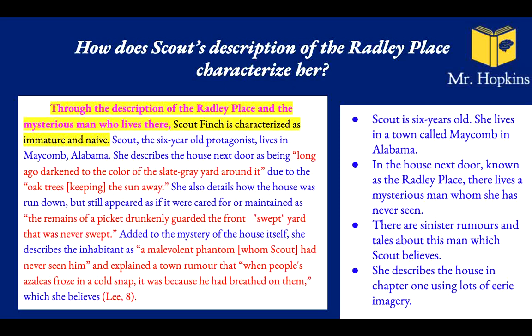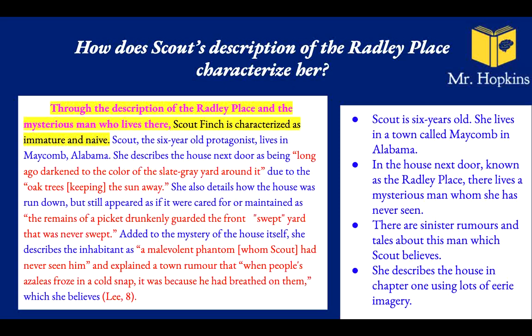Scout, the 6-year-old protagonist, lives in Macomb, Alabama. She describes the house next door as being long ago darkened to the colour of the slate grey yard around it, due to the oak trees keeping the sun away. She also details how the house was run down but still appeared as if it was cared for and maintained, as the remains of a picket drunkenly guarded the front swept yard that was never swept. Added to the mystery of the house itself, she describes the inhabitant as a malevolent phantom whom Scout had never seen, and explained a town rumour that when people's azaleas froze in a cold snap, it was because he had breathed on them, which she believes.